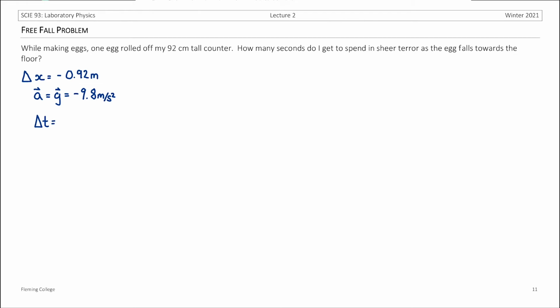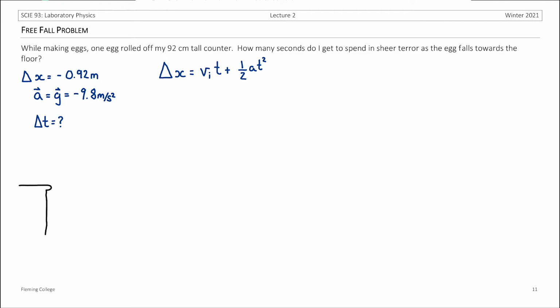We're asked to find time, so this is our unknown. If we look at our equations of motion, one equation that seems promising is the displacement is equal to the initial velocity times time plus 1/2 of the acceleration times time squared. You may notice that the problem does not mention an initial velocity.